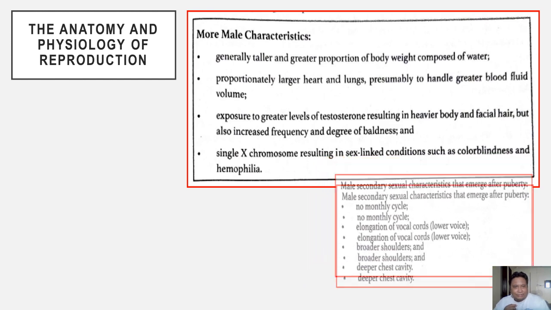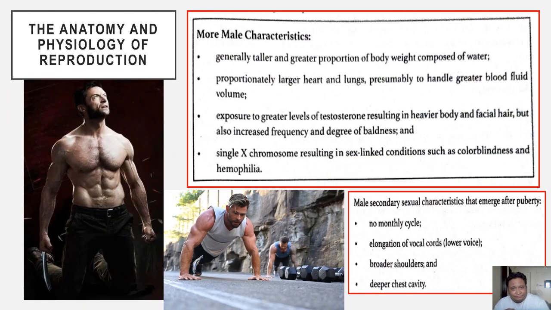So here are some of the more male characteristics. Males are generally taller and have a greater proportion of body weight composed of water. They have proportionately larger heart and lungs, presumably to handle greater blood fluid volume, and exposure to greater levels of testosterone, resulting in heavier body and facial hair, but also an increase in the frequency and degree of baldness. A single X chromosome results in sex-linked conditions such as color blindness and hemophilia.